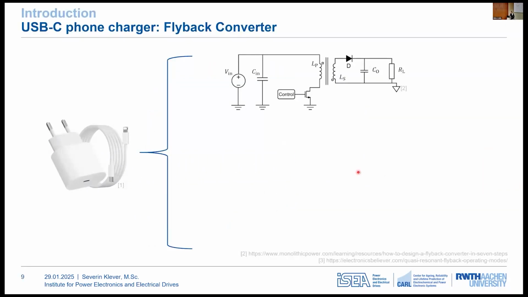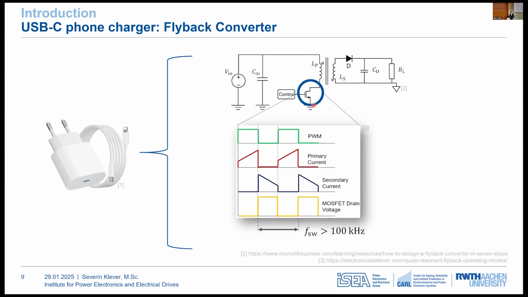To understand switching losses, we have to take a closer look inside the device. And the most common converter topology used in phone chargers is a so-called flyback converter, which is shown on this slide. The flyback consists of three main components. In the middle, there's a transformer with a diode and a semiconductor switch that controls the current flowing through this transformer. And by looking at the waveforms, you will see that this switch turns on and off at a very high frequency of often more than 100 kilohertz.